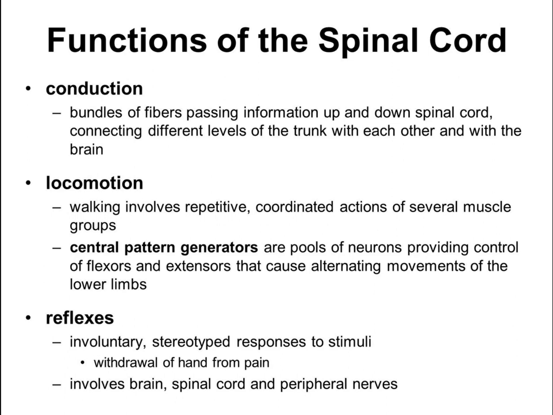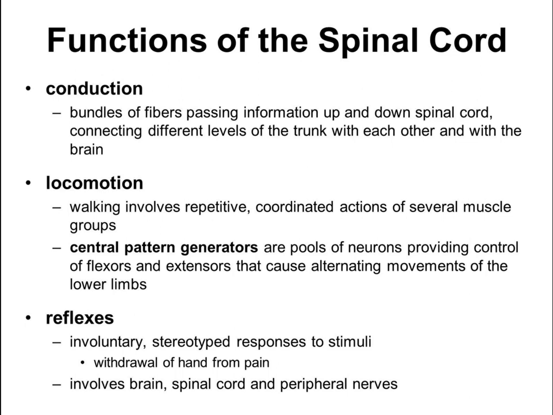Locomotion refers to walking, which is repetitive and deals with coordinated actions of several different muscle groups depending on exactly what you're doing. And central pattern generators, those are pools of neurons providing control of flexors and extensors that cause alternating movements of the lower limbs. Again, walking, running, bending, stretching, right? That's all part of locomotion.